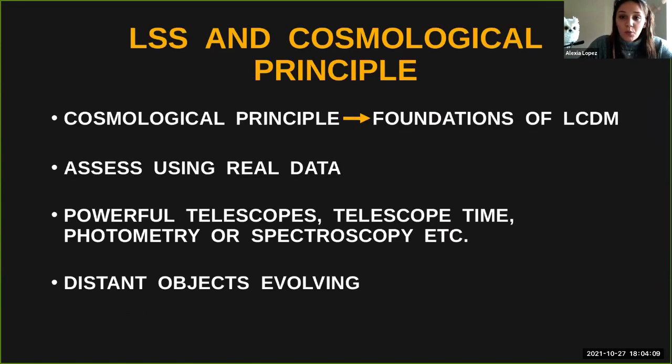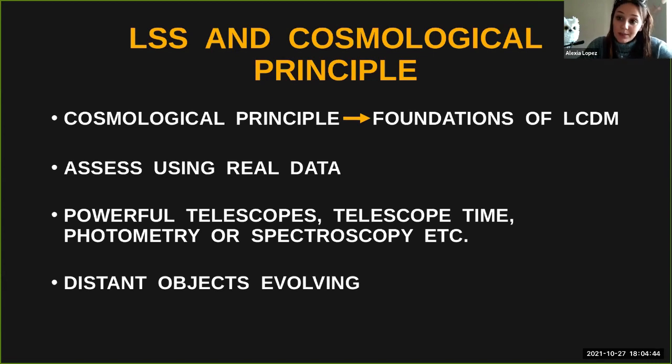And so as we're all pretty much aware, the foundations of the standard model of cosmology is built upon the assumption of the cosmological principle. So this leads to a necessity to assess this assumption looking at real data. So generally speaking, we can test the isotropy by looking at CMB maps, and we can test homogeneity by looking at the large scale matter distribution. The latter here, observing large scale matter distribution, is no small task.